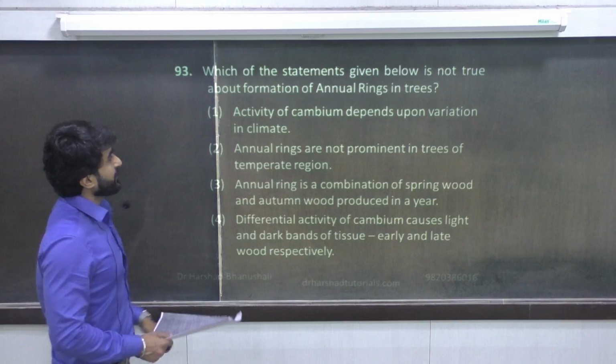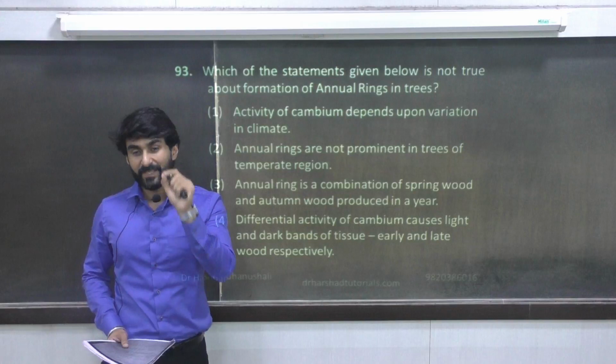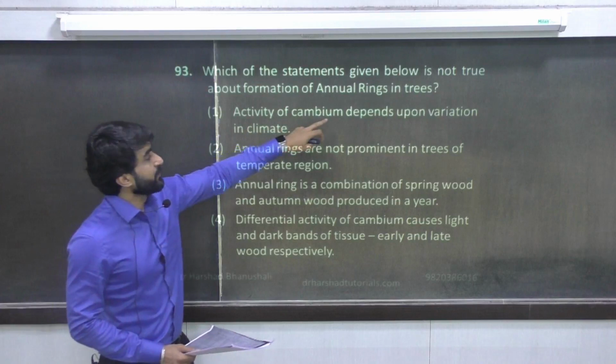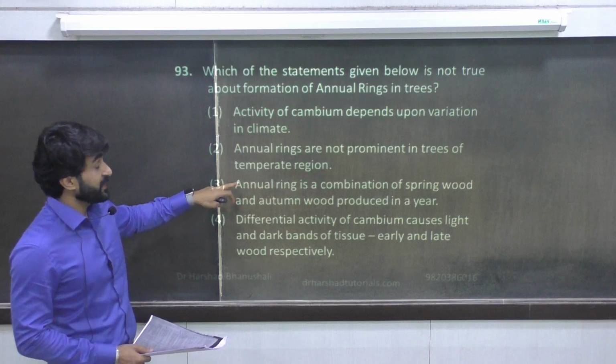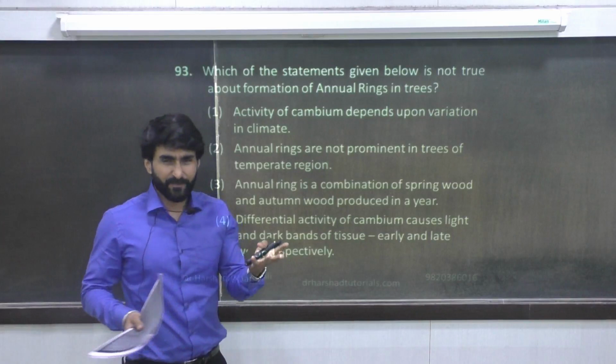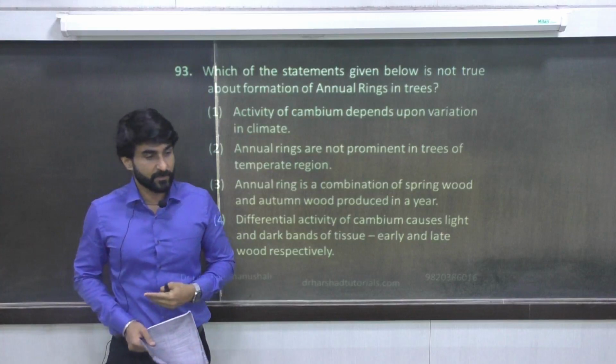Which of the following statements given below is not true about the formation of annual rings? So we have to find out which is the incorrect option. Activity of cambium depends on variation in climate. True. It is the reason why you have two types of wood, spring wood and autumn wood. Annual rings are not prominent in trees of temperate region. Here we have got the false option. If you see the NCERT paragraph, and of course it is a fact, the annual rings are the predominant feature of temperate regions. Because in the temperate regions, you find variations in the temperature. That is the reason why you have annual rings.